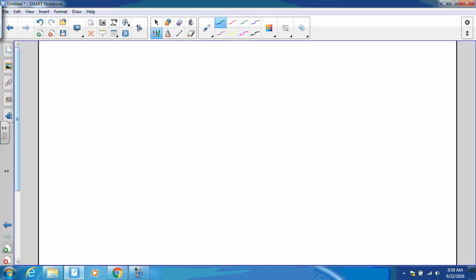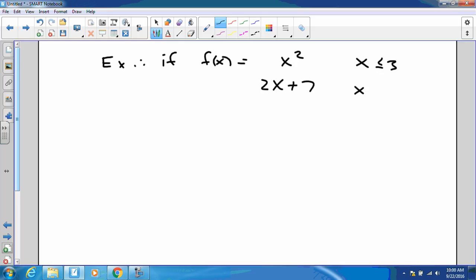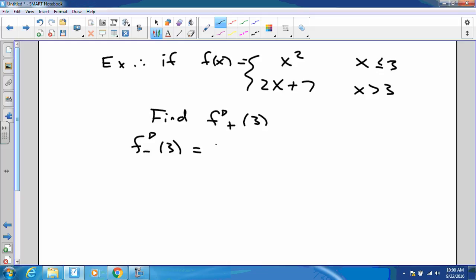Okay, well, let's modify our function yet again. Let's use the one that I almost had for us. If f of x is equal to x squared for x less than or equal to 3, and 2x plus 7 now for x greater than 3, then find f prime. Notice that f prime minus of 3, or f prime from the left, is still equal to 6, because it's the exact same computation we had before.